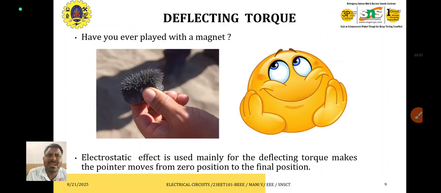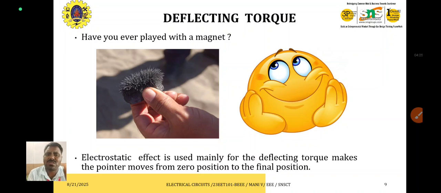So what is deflecting torque? The deflecting torque is used to move the pointer from 0 to some value. Now I want to measure the current. Actually the current is 10 amps, but at the time of starting the ammeter indicates 0. While switching on, the ammeter should read 10. So the pointer has to move from 0 to some value. That movement of the pointer from 0 to some value is called the deflecting force.